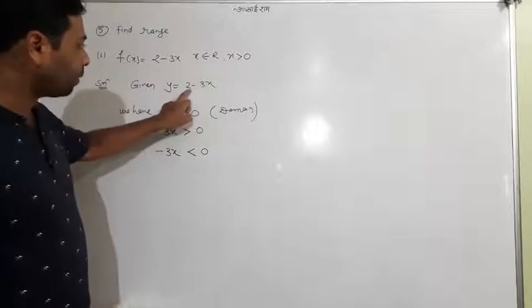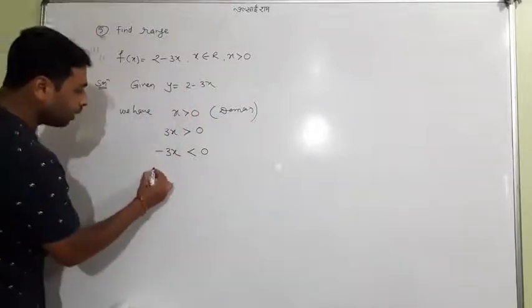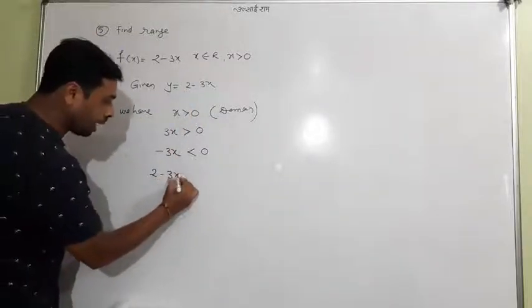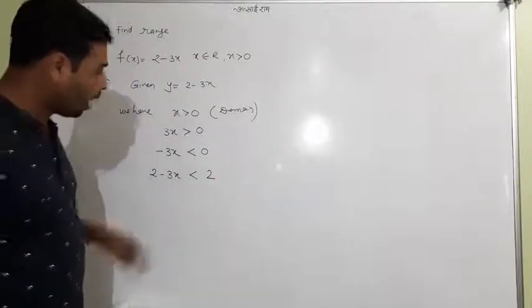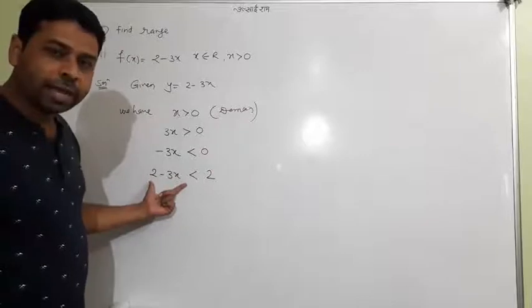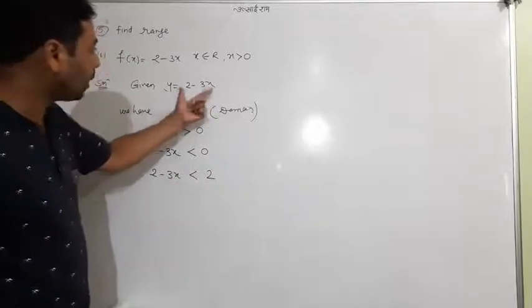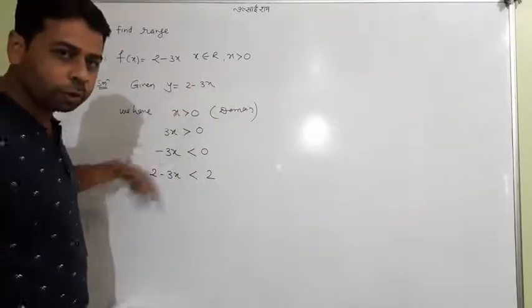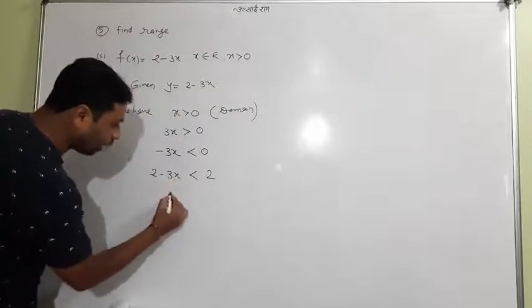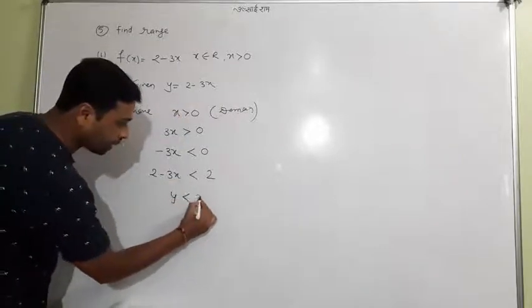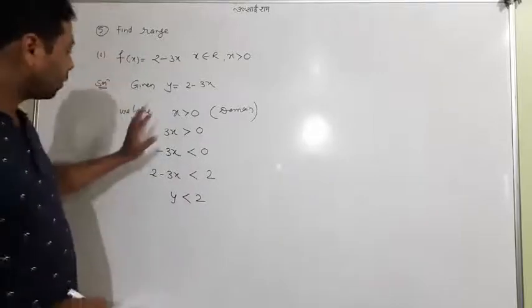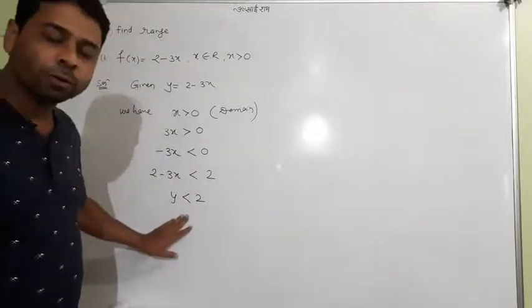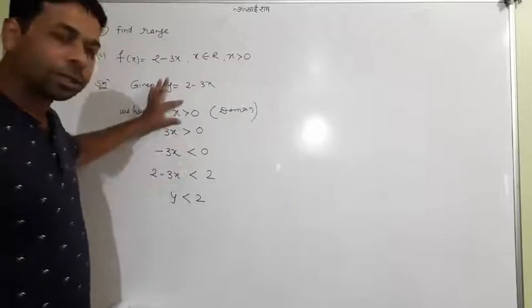Now along with that we have a 2 also, so I add 2 on both sides. Look, I add 2 on both sides. Then 2 minus 3x has come, whose value is y. So instead of these I am going to write y less than 2. Wow, this is very simple and fantastic: we have got the values of y for x greater than 0.